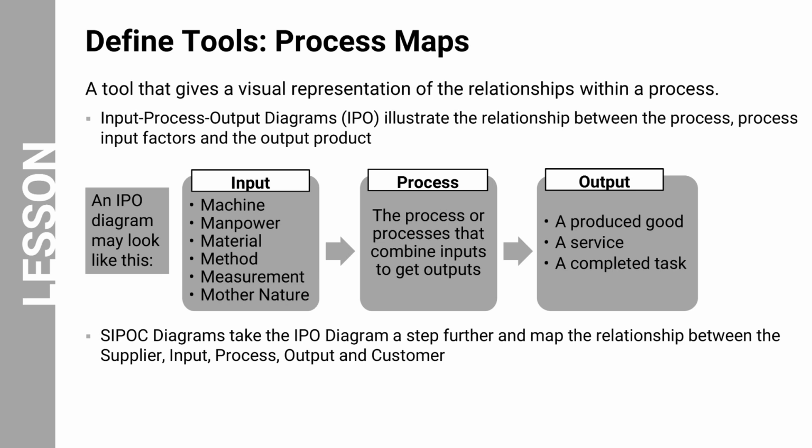IPO diagrams are useful because they are simple yet effective in identifying how factors in a process and inputs can affect the yield or the output. The diagram on this slide demonstrates what an IPO diagram might look like. A SIPOC diagram takes the IPO diagram a step further. It maps the relationship between the supplier, input, process, output, and customers. A SIPOC diagram is slightly more complex than the basic IPO diagram because it considers the role of the supply chain in the processes in addition to the input and output elements.